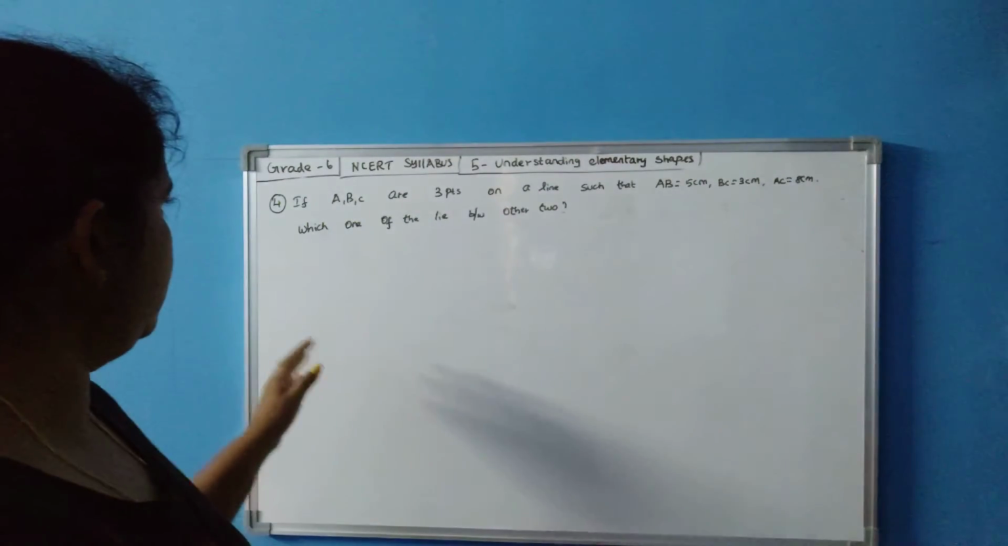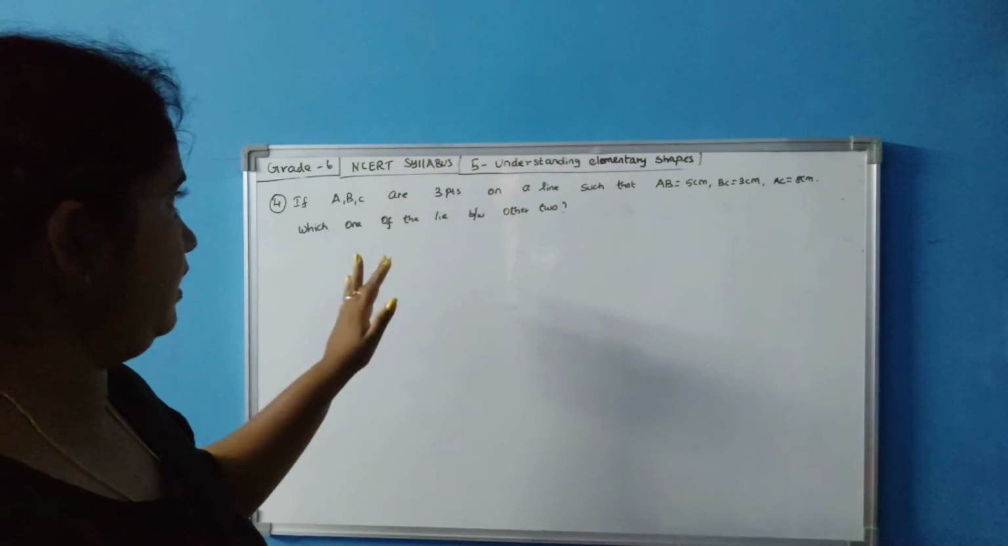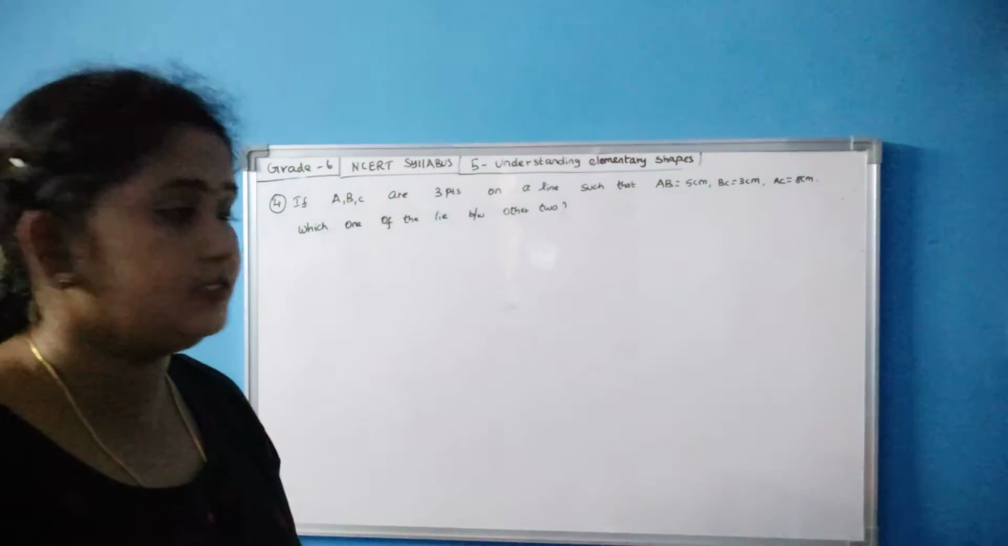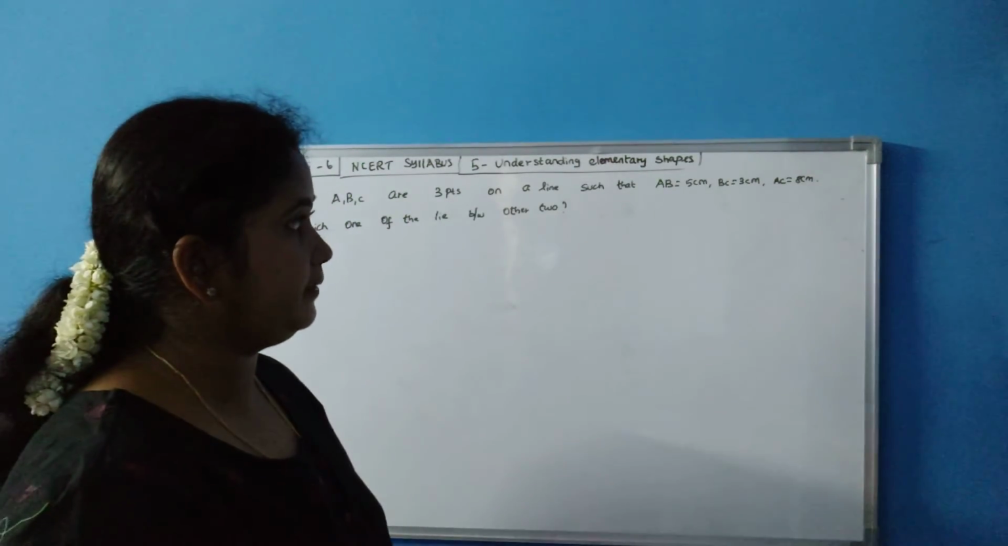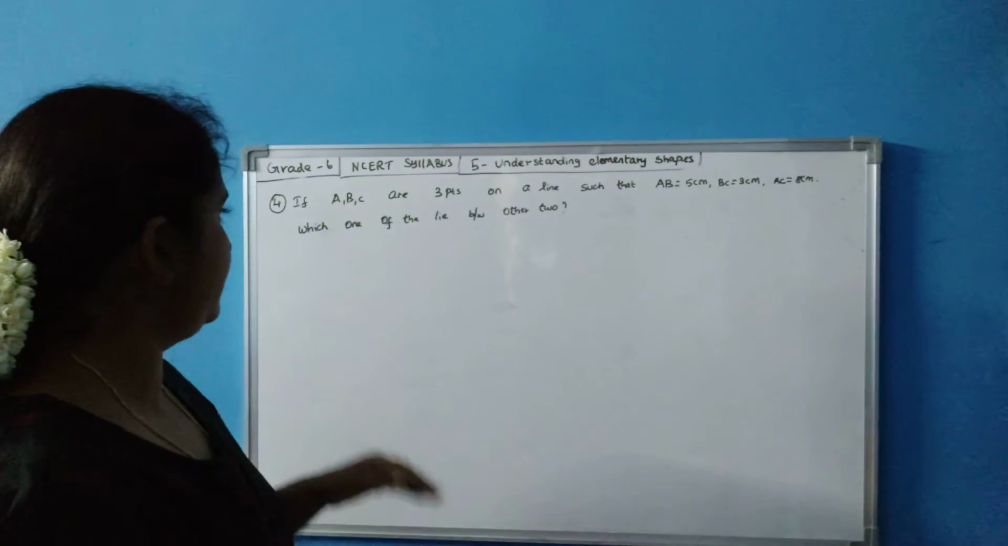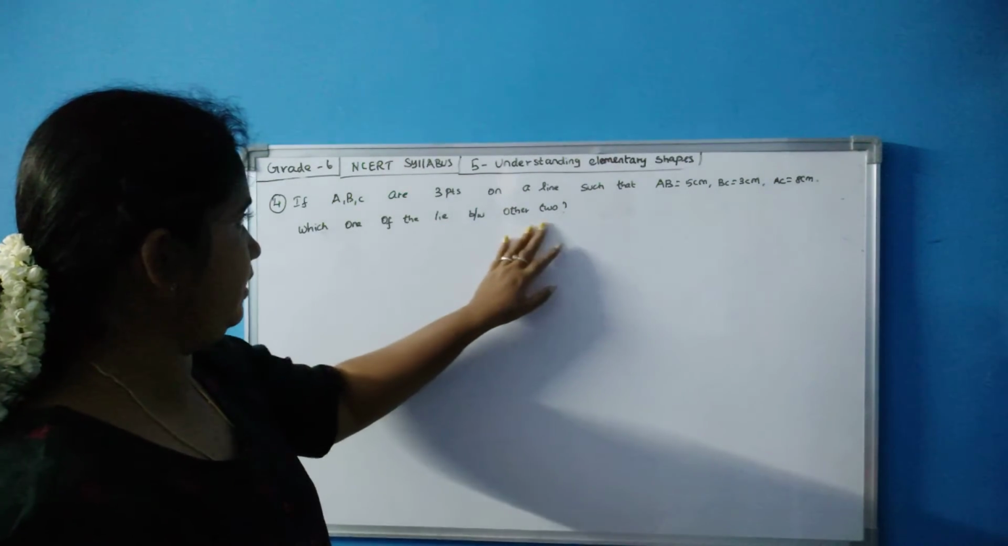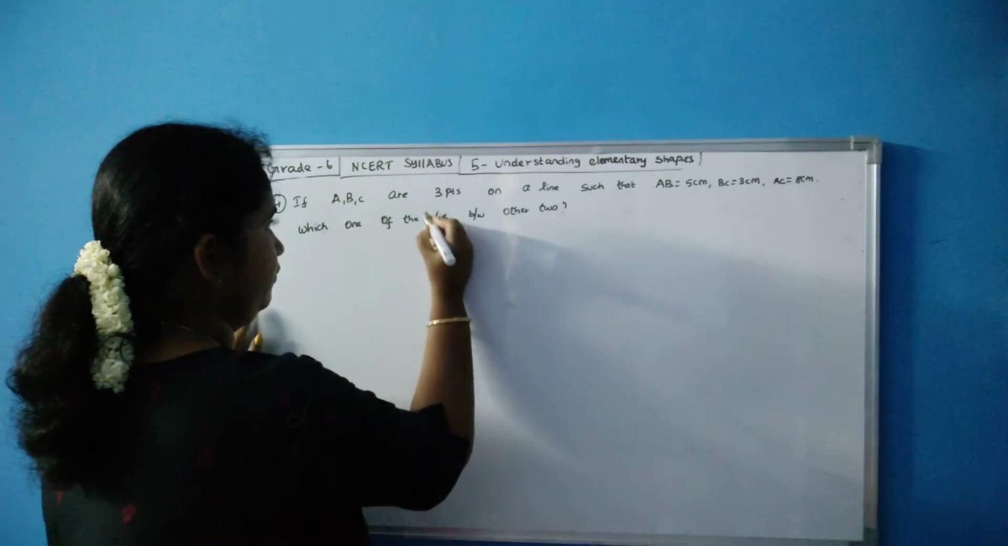So this is your next question. If A, B, C are 3 points on a line such that AB equal to 5 cm, BC equal to 3 cm, AC equal to 8 cm, which one of the following lies between the other two? Your answer will come.